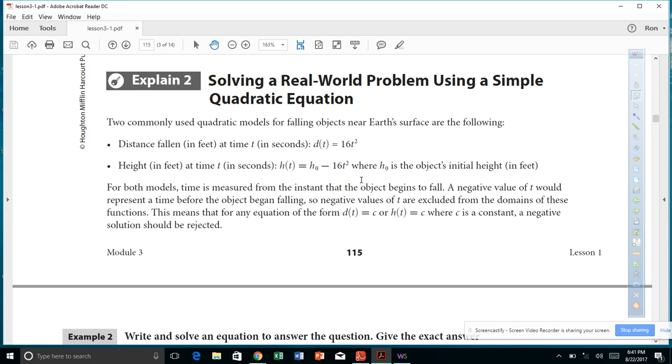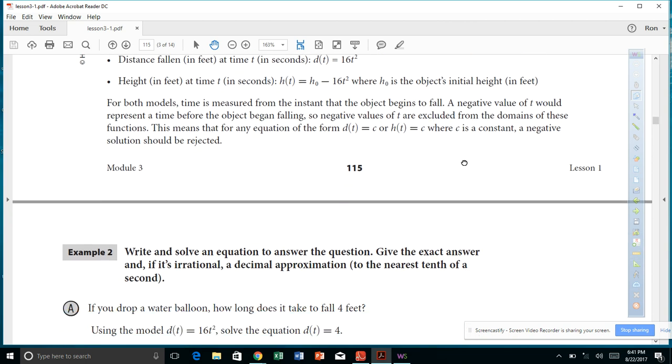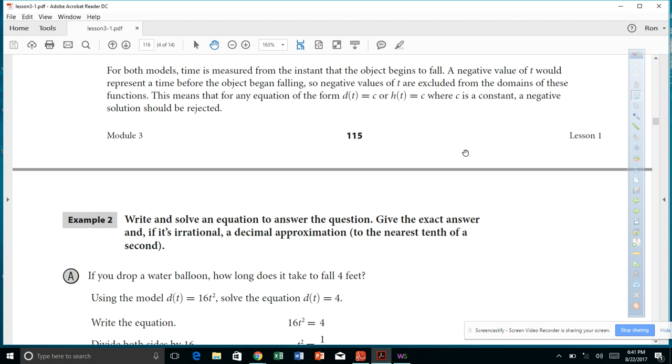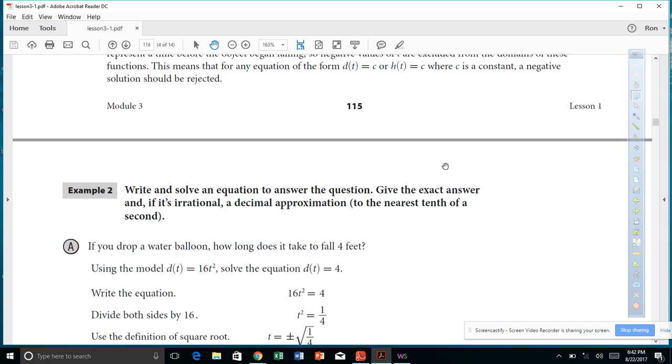For both models, time is measured from the instant that the object begins to fall. A negative value of t would represent a time before the object began falling. So negative values of t are excluded from the domain of these functions. This means that for any equation of the form d of t equals c or h of t equals c, where c is a constant, a negative solution should be rejected.